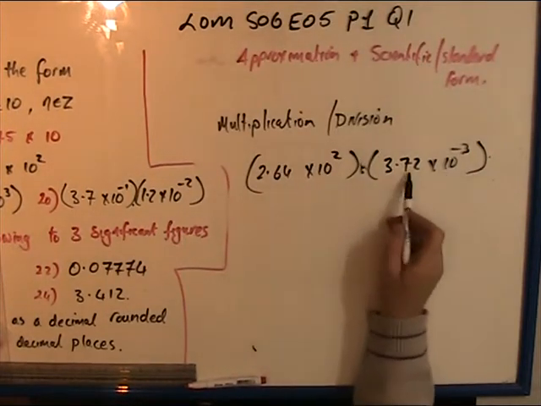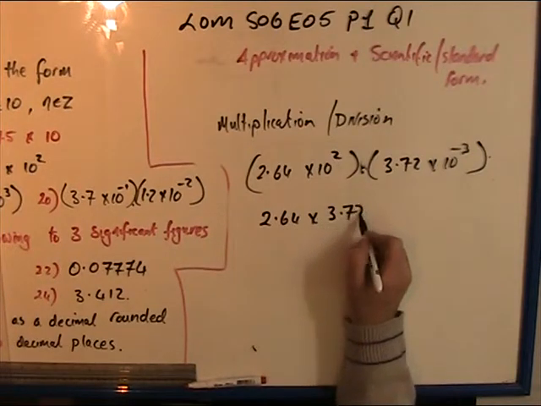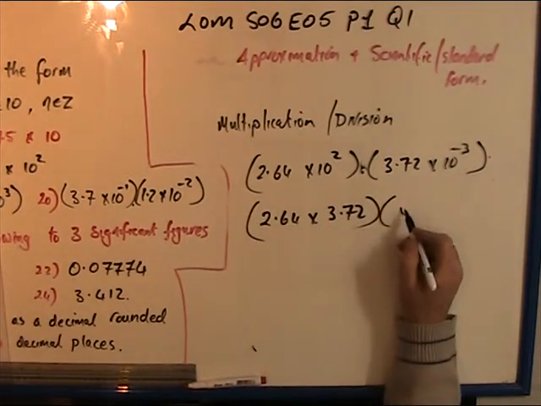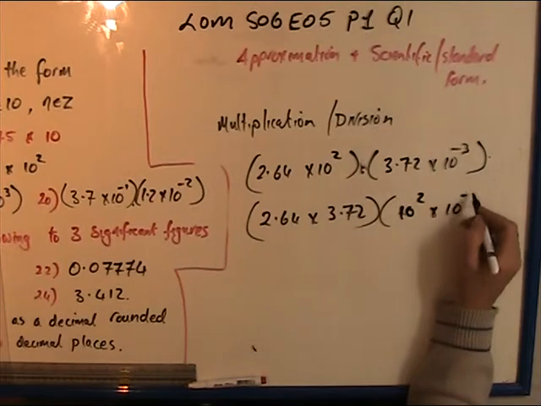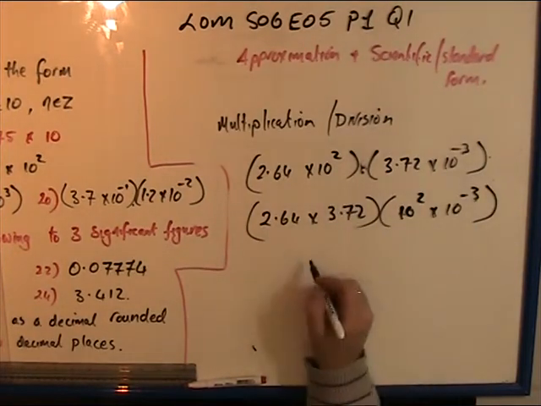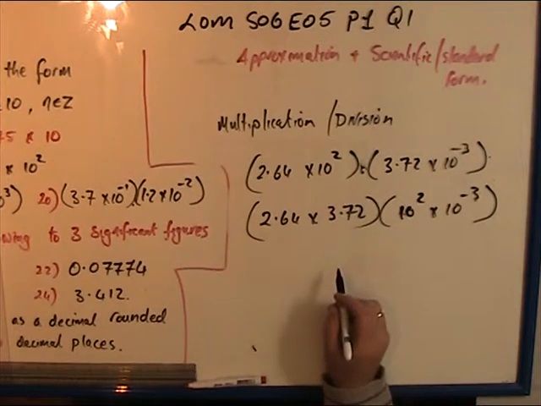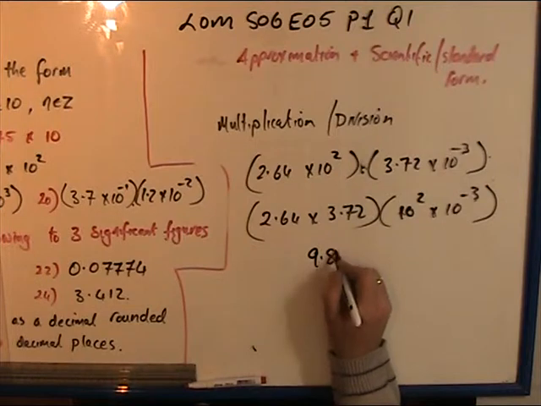So we multiply this by this, so that's 2.64 multiplied by 3.72, and then we add the powers. So we've got 10 to the power of 2 multiplied by 10 to the power of minus 3, because we're taking out the powers here. With multiplication, you can do a lot. It's more flexible. So this multiplies out as 9.82.